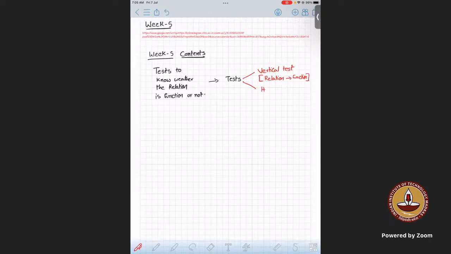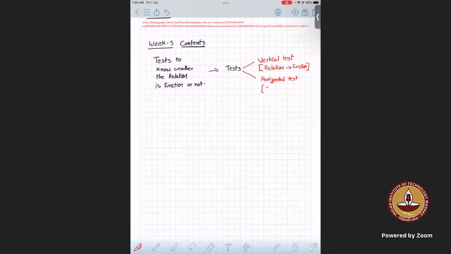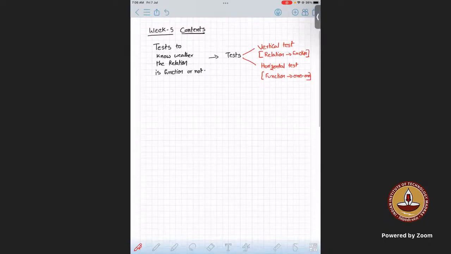I'm coming to the horizontal test. It says that if a graph satisfies the horizontal test, then we can say the function is 1-1. We will discuss in brief, don't worry. This is just an outline. Okay? Hello? Yes, sir.